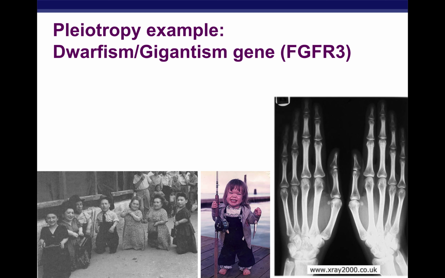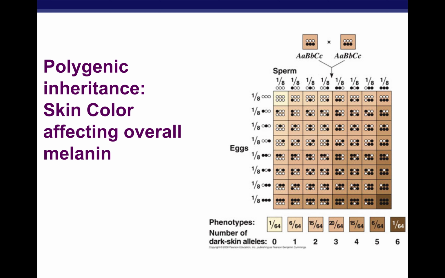So dwarfism and gigantism are all affected by the same gene. And also on top of that, dwarfism isn't just about height, it also affects your heart condition and stuff like that. Polygenic traits are many genes affecting one trait. So in this case, skin color is actually affected by many genes at once, all adding up together, and all of them are incomplete dominance, which is why the number of alleles you have for each of those genes all add up together to determine how much melanin you make. And that's why we have this wide range of skin tones available in humans.